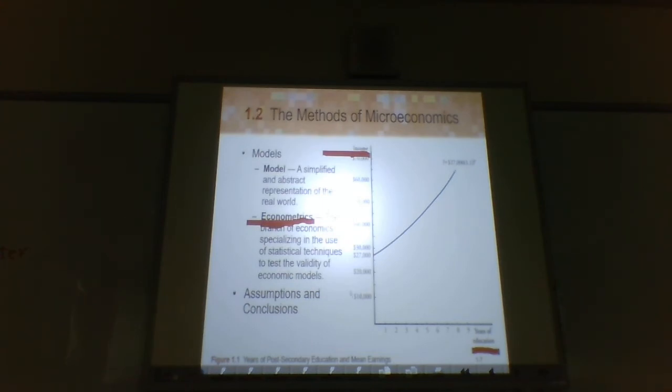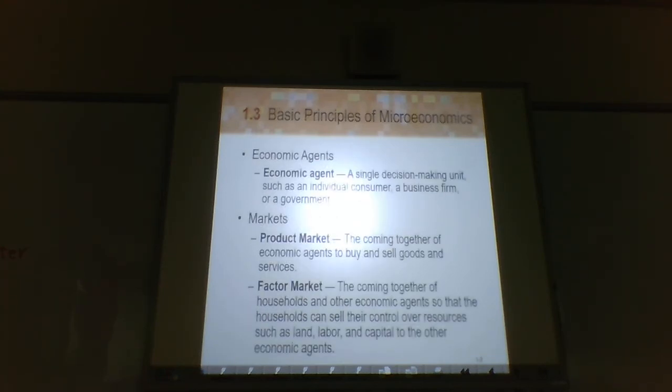But here we are going to talk about education. And here we have some assumptions, and then from these assumptions and from the data, we can get the conclusion. So we have economic agents. It is a single person. It can be a producer, a consumer, or a government. And in the markets, we have product markets and factor markets. These are the basic things we have just talked about. In the product market, how to produce and how much to produce.